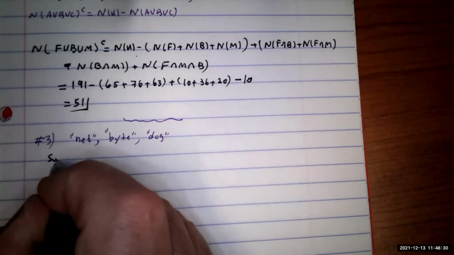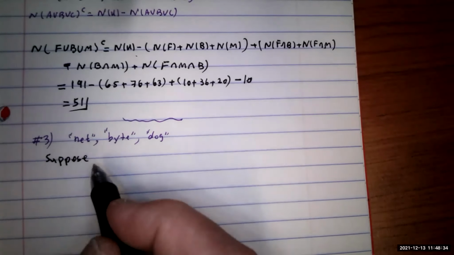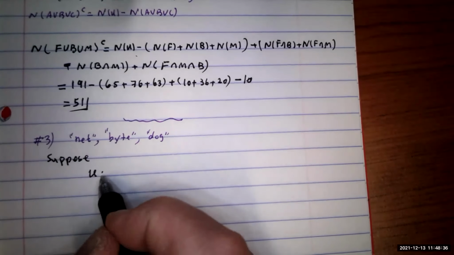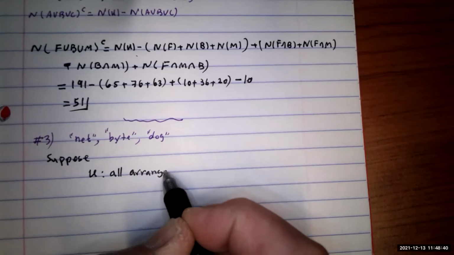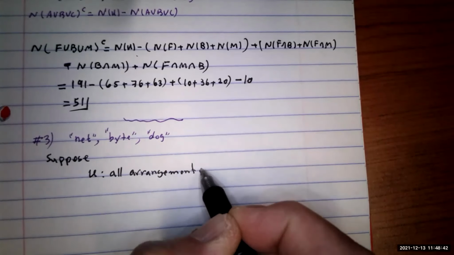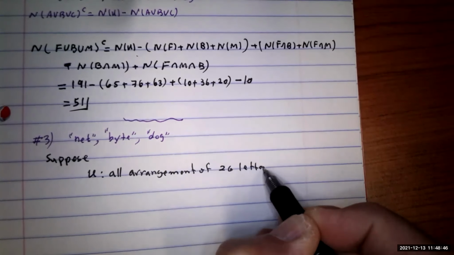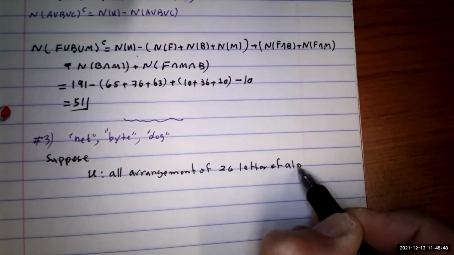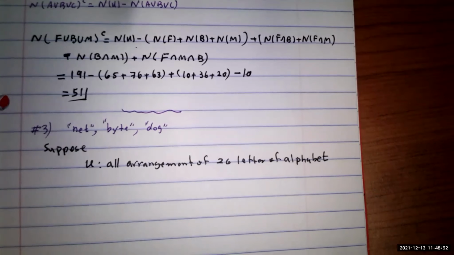Again, the arrangement is important to explain. Don't just write the numbers. So that's what he's talking about. Okay, U is going to be all arrangements of the alphabet, 26 letters of the alphabet. So that would be our universal set.